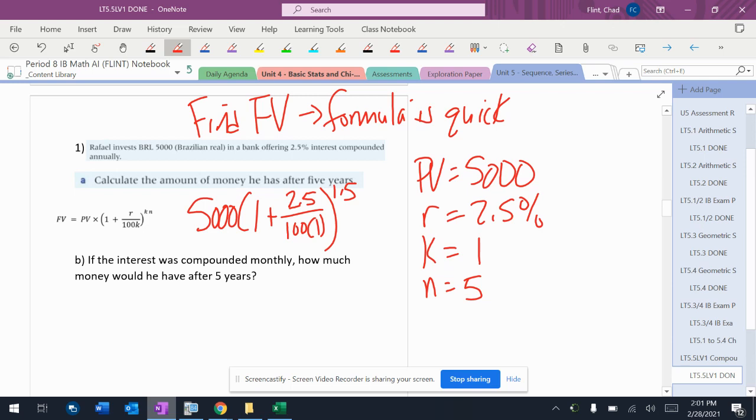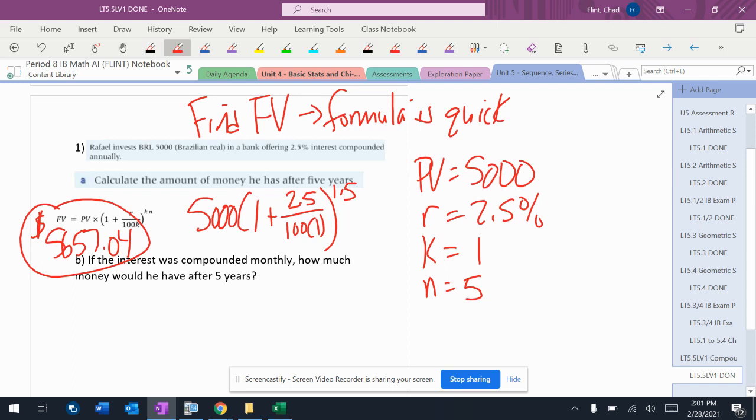I'd have 5657.04. You're doing money. So round it to the hundredths place for everything. Don't care what country's money it is. Pretty much everybody uses hundredths in terms of their money. So we're going to stick with that.